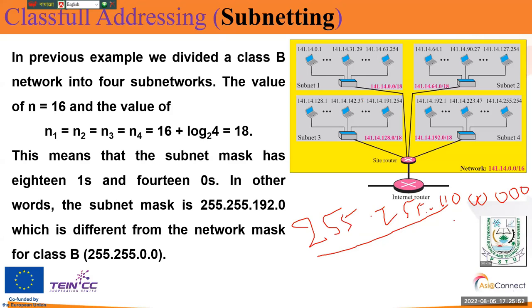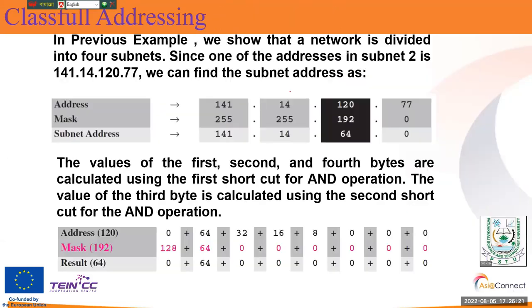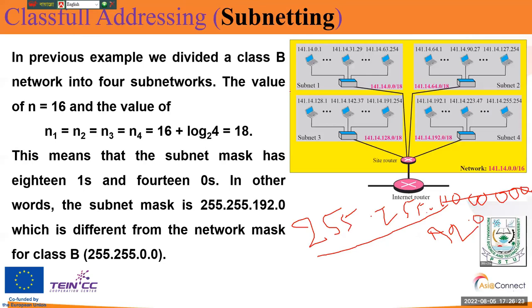Okay, so in that case, 128 plus 64. So how much? 128 plus 64 is 192. That means here this should be 192.0. So this should be the subnet mask. If we want to configure the network IP into four divided networks, then this should be the subnet mask. Is it understood? Do you understand or not?